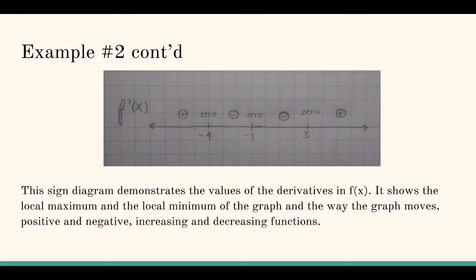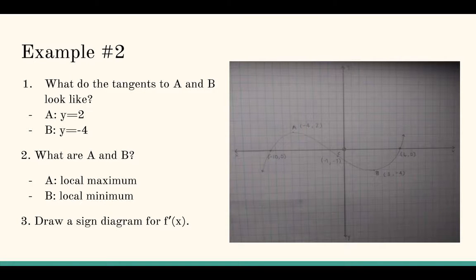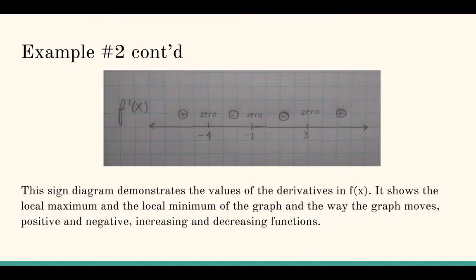So as we showed, there was a stationary point at -4, one at -1, and one at 3. And then in between, we can see the way that the graph moved. If you go back, you can see that between -4 and -1, it decreases, and between -1 and 3, it also decreases. But apart from that, they are positive, which means that the graph is increasing.